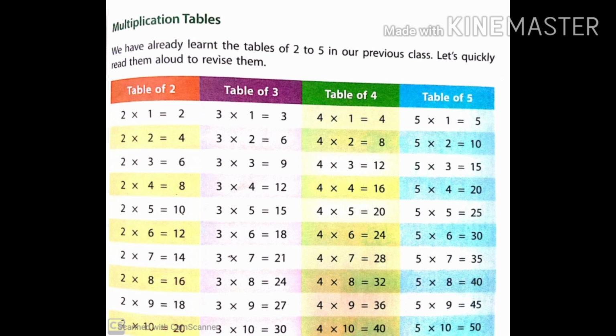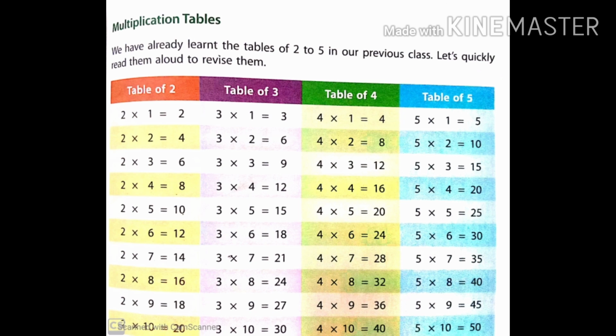Table of 4. 4 ones are 4. 4 twos are 8. 4 threes are 12. 4 fours are 16. 4 fives are 20. 4 sixes are 24. 4 sevens are 28. 4 eights are 32. 4 nines are 36. 4 tens are 40. Table of 5.